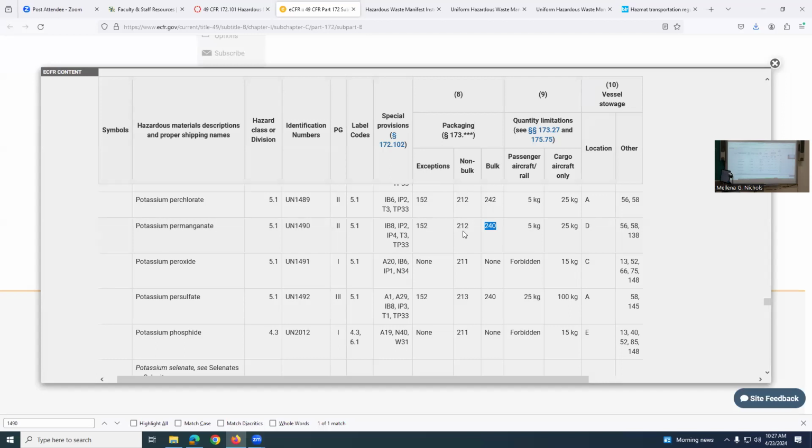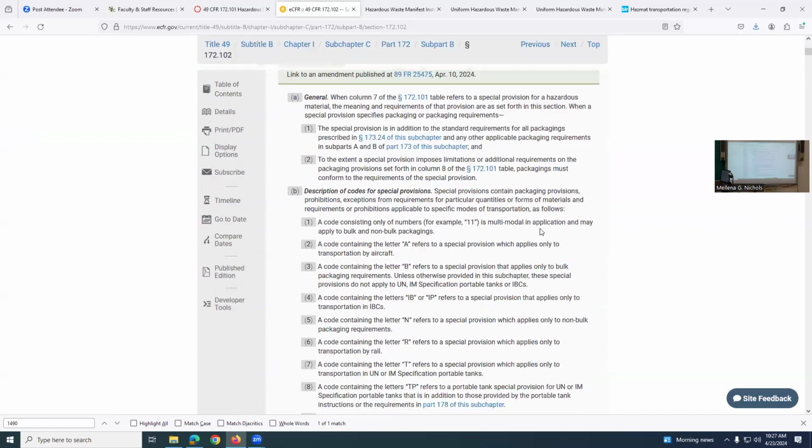I think I did say this column when I said truck, it should be this column. The non-bulk is going to be truck, and the bulk is if you're going by train, okay? All right, so let's look at these special shipping provisions right here. If you're looking at what do I have to do if I'm shipping potassium permanganate, I'm just clicking on the 172 right in the table. It takes us to that part of the section, and then we're looking for paragraph IB8.